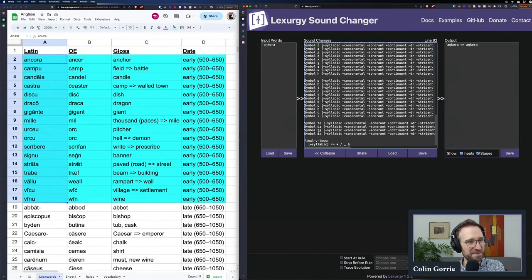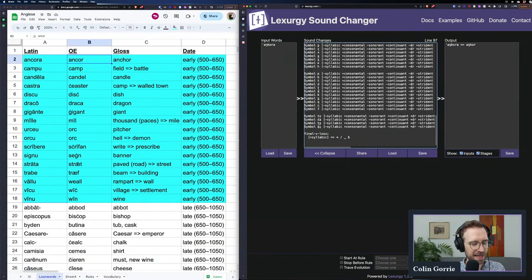All right. So, hey, there's our first sound change. Done. Ancora to ancor. And that's exactly what we want. Although we do want to put in some of these Old English allophonic rules. So first of all, this is an allophonic rule, but we want to back that a to a.